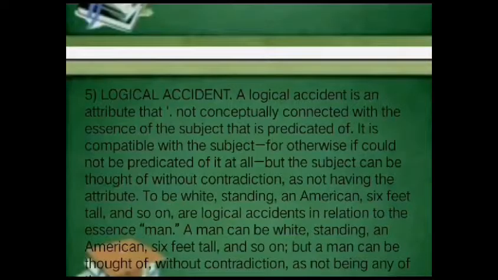So number 5, logical accident. A logical accident is an attribute that is not conceptually connected with the essence of the subject that it is predicated of. It is compatible with the subject, for otherwise it could not be predicated at all. Logical accident means the logical mistake of inferring a typical specific from a general premise which doesn't apply to those instances.